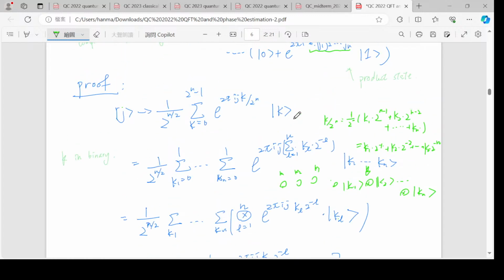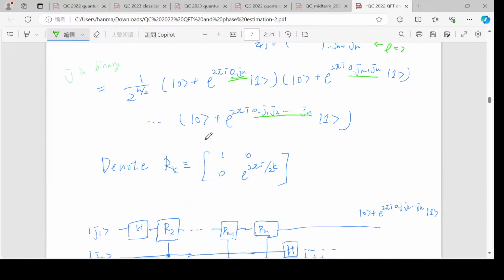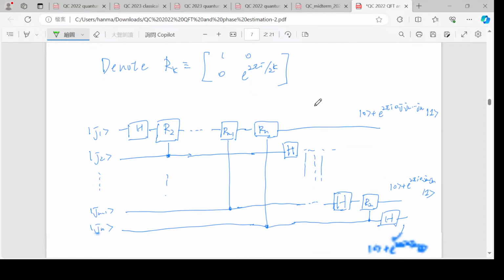So we see that if you have j that corresponds to some j1 to jn, and go through the QFT, it should become this product state. Okay, so 0 plus factor times 1, 0 plus factor times 1, and 0 plus factor times 1. Okay, so any question about this decomposition of the QFT? If not, then we can finally get to our QFT circuit.